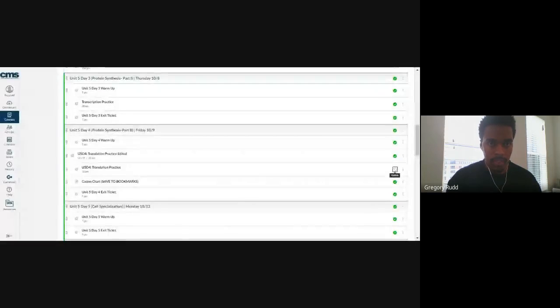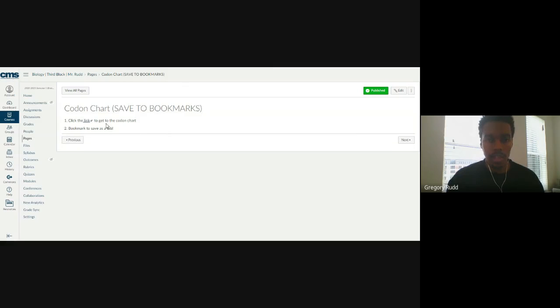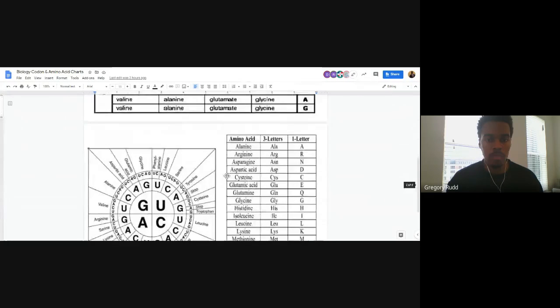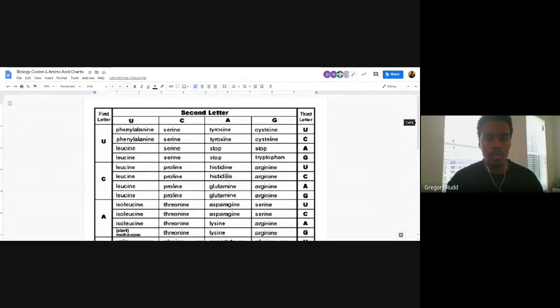So I'm going to share my Canvas tab. I'm in our Canvas page, in our 5th module. If you scroll down to Unit 5, Day 4, you'll see there's a codon chart available for you. If I were you, I would save it to my Google folder as well as bookmark it. If you click on it, there's a link that will take you over here. So you've got both charts available to you. Whichever chart you prefer, you're more than welcome to use.